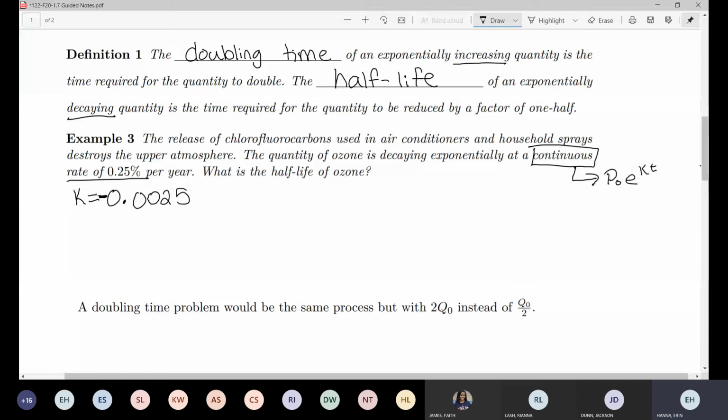Now I want to find the half-life. Now I'm not given P0. I don't know the initial value here. I don't need it. For these doubling time and half-life questions, you don't need the initial value. If it makes you happier, pick a number, but you don't need to. Here's why. Let me write down what I have. I don't know what P0 is, but I know that k is negative 0.0025.